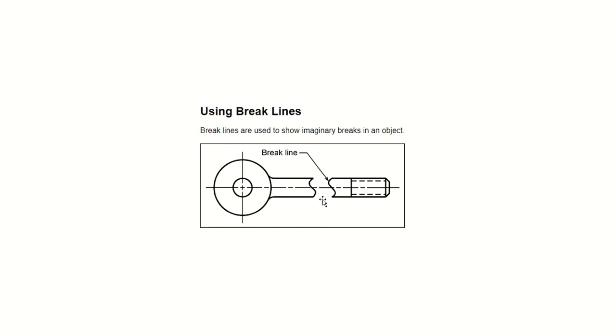So let's take a look at how to use the break lines. Break lines we use to show the imaginary breaks in our object. So look at that. This is a break. And here, look at this little series of arcs. For this example, we have only 2, one here and one there, one here and then one there. So we use them to show the imaginary breaks in our object.